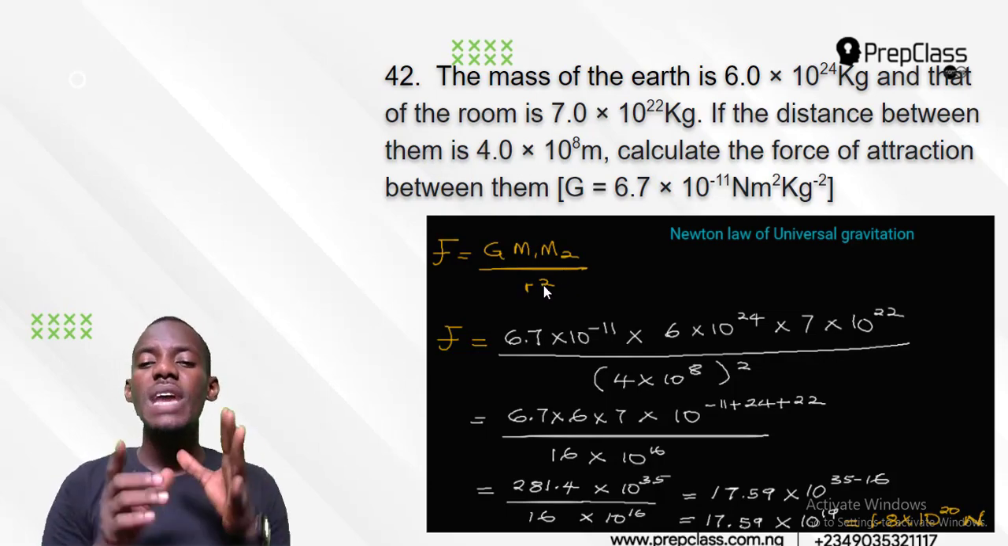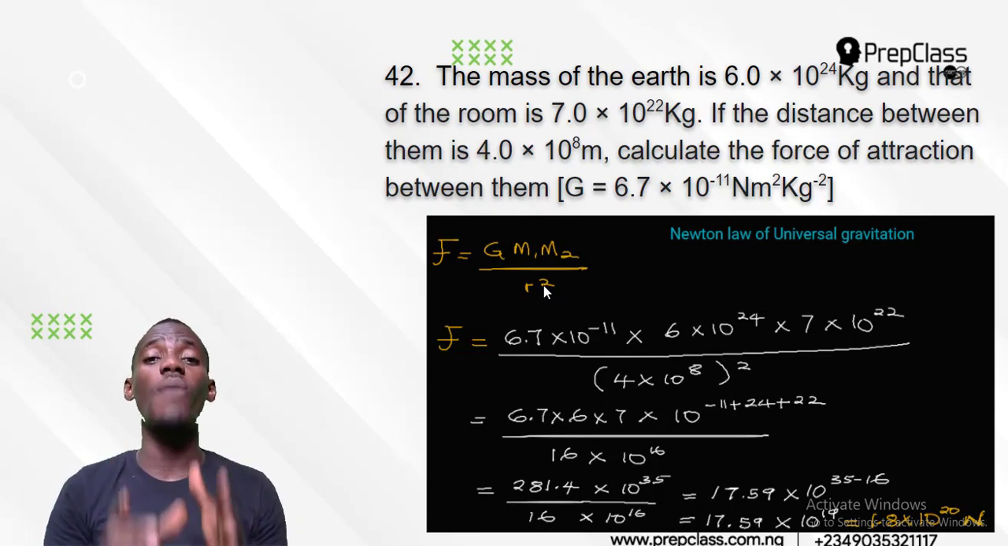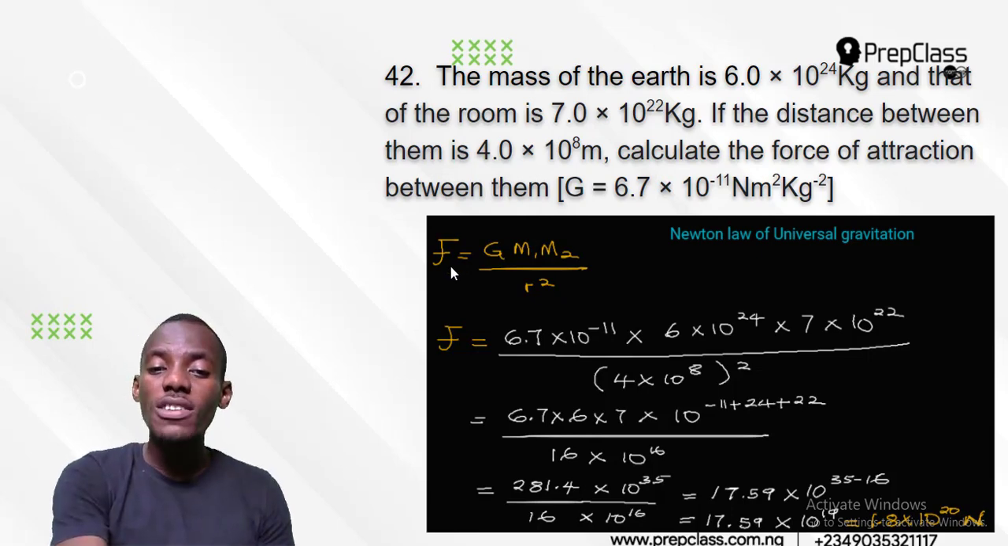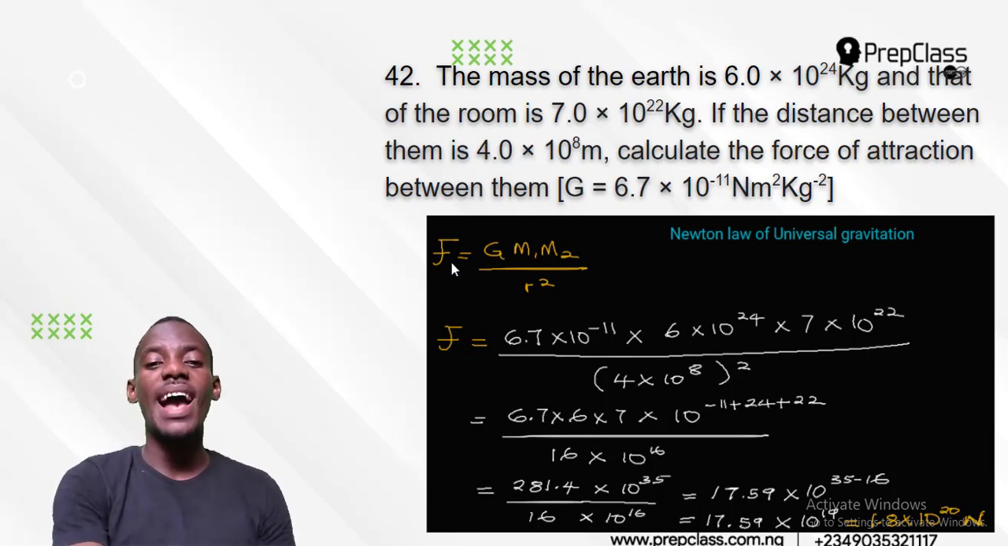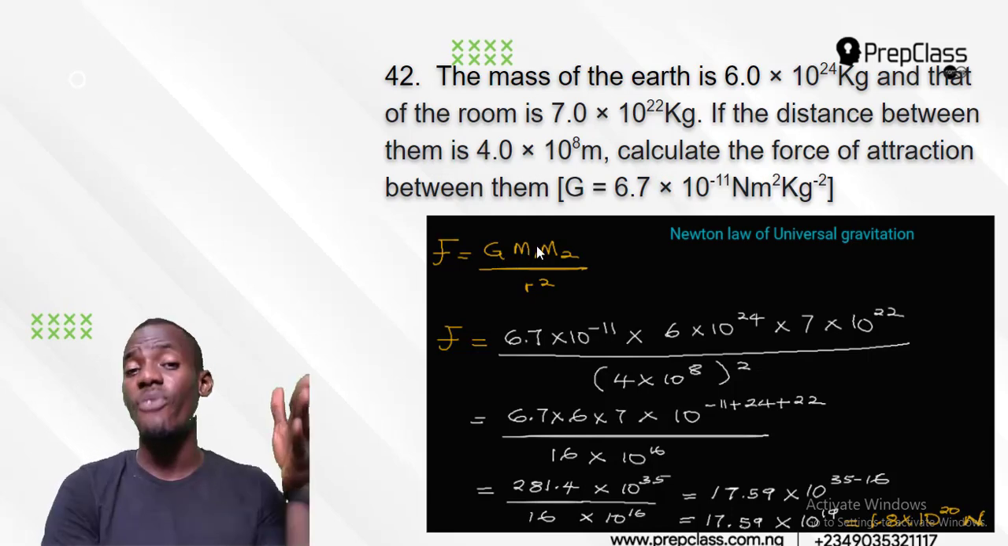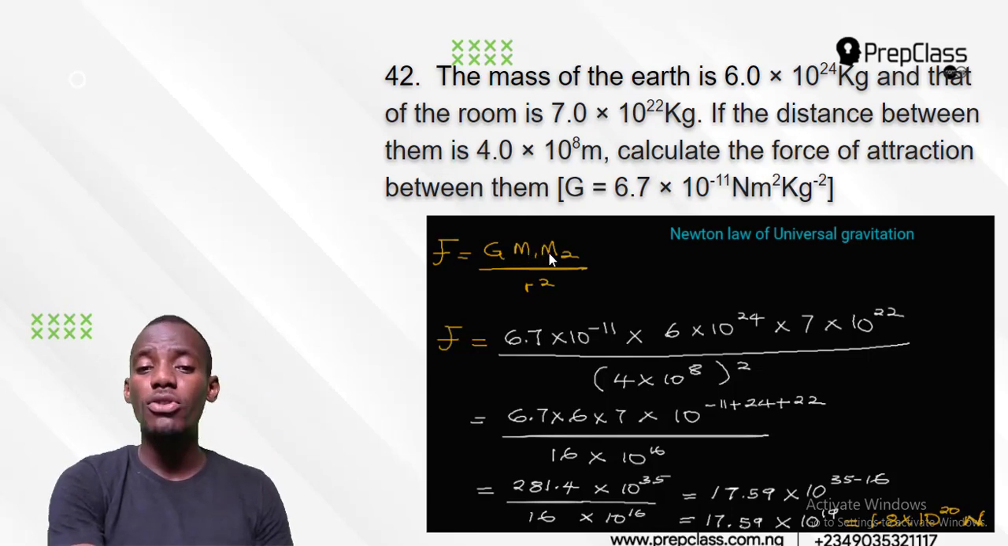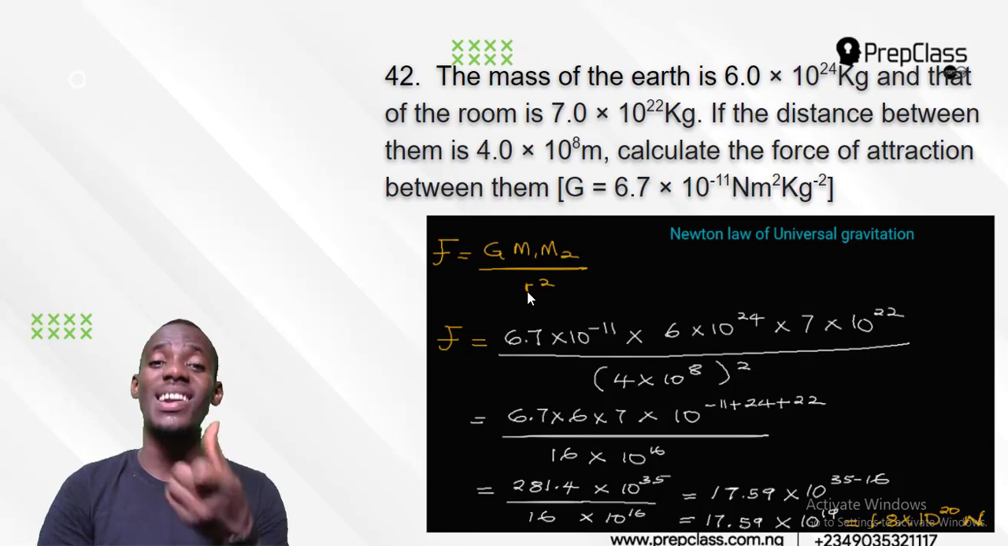Let me come again. If you were asked to state Newton's law of universal gravitation, just say force or gravitational force is directly proportional. Don't mention this G. It is part of the directly proportional. Force is directly proportional to the product. Why product? Because it is times. Force is directly proportional to the product of the masses m1, m2, and inversely proportional, that's over, to the square of the distance r apart. And that is Newton's law of universal gravitation.